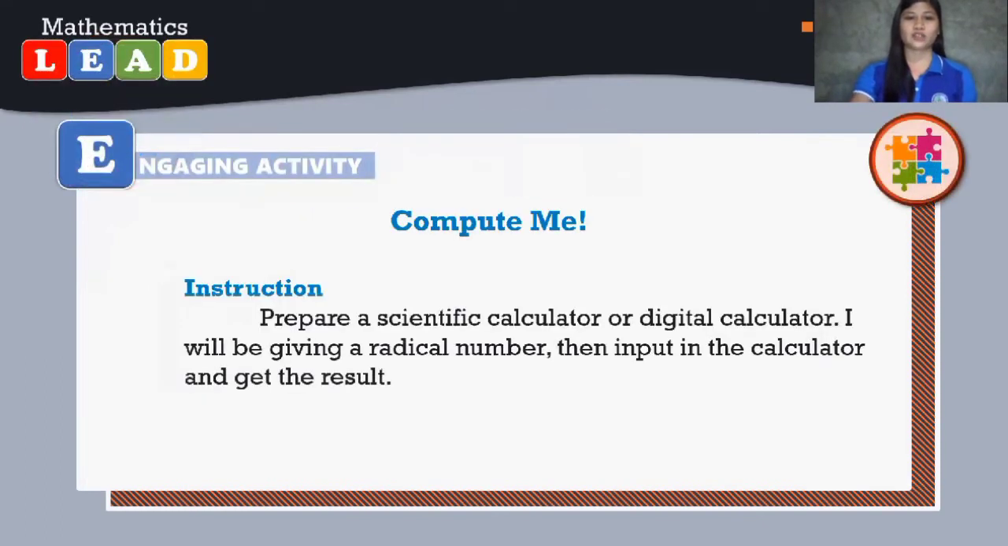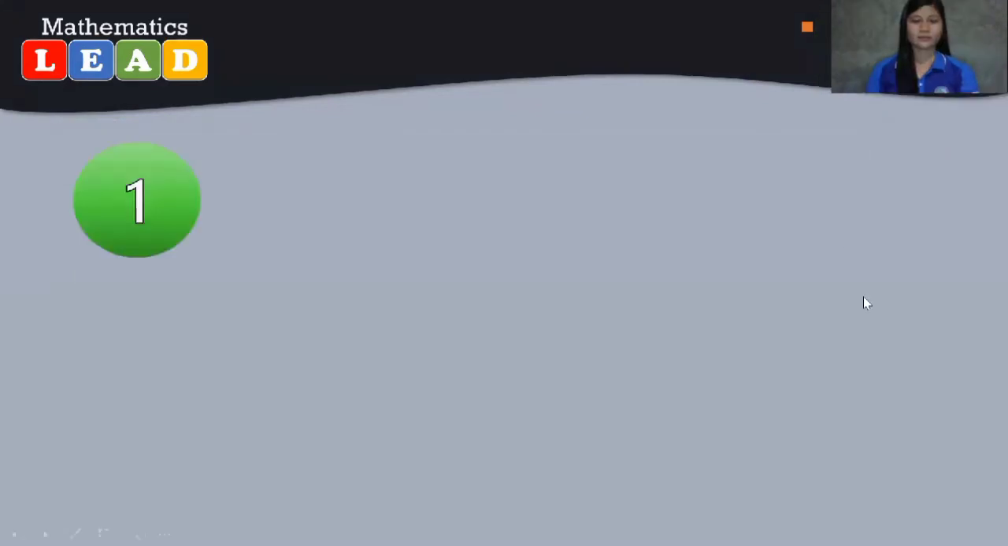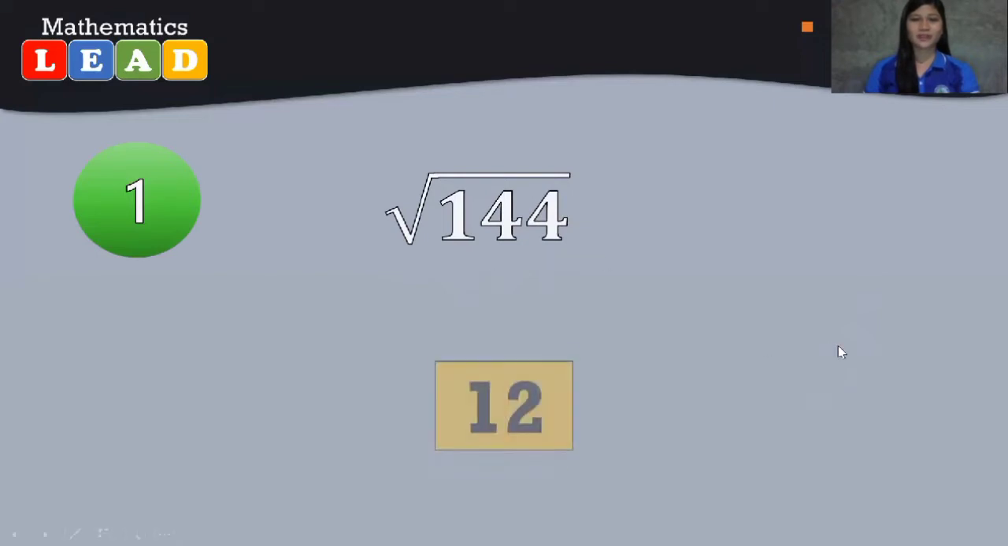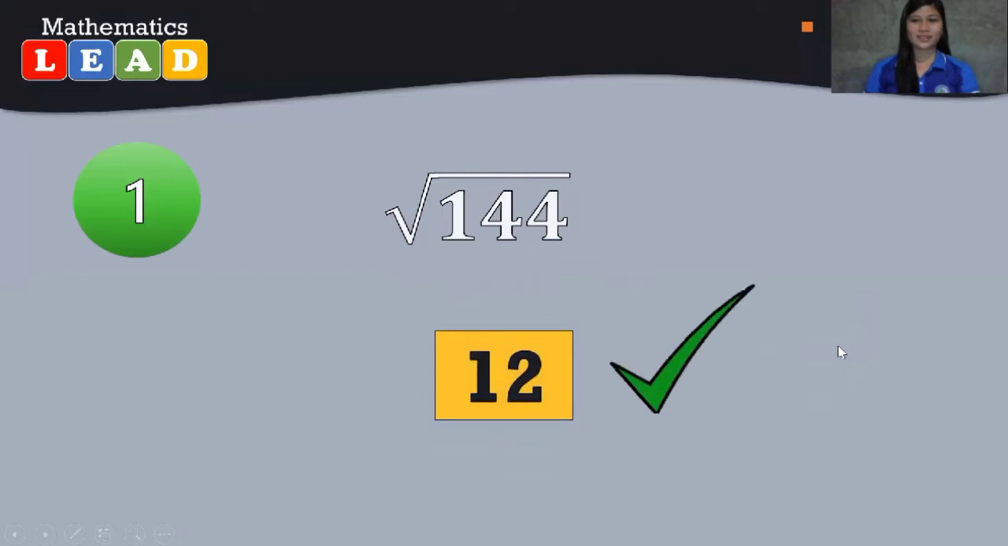For our engaging activity, which is entitled Compute Me, the instruction is to prepare a scientific calculator or digital calculator. I will be giving a radical number, and then input it in the calculator and get the result. Are you ready? Let's start. For the first item, we have the square root of 144. You may use your calculator to get the square root of 144. If your answer is 12, that is correct.